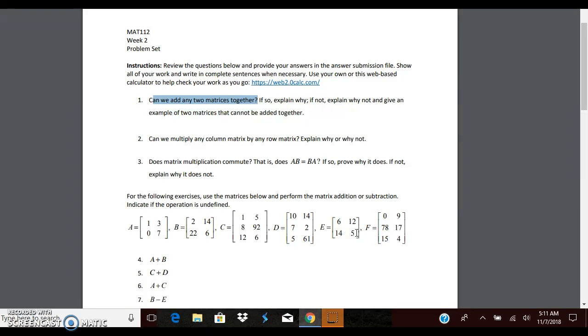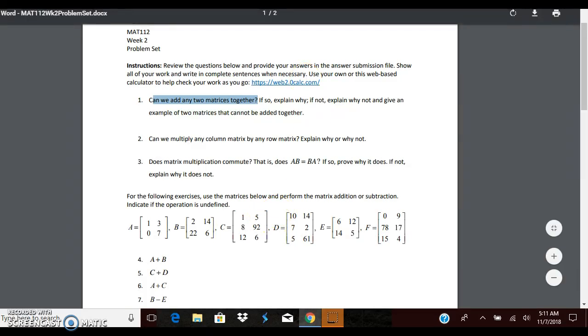Can we multiply any column matrix and any row matrix? Explain why or why not. Remember, you need to have the equal row from the second matrix and the equal column from the first. And then, is matrix multiplication commutative? It's not, and you need to prove why it's not. So just give an example of it. Where are some good places that you could do that?